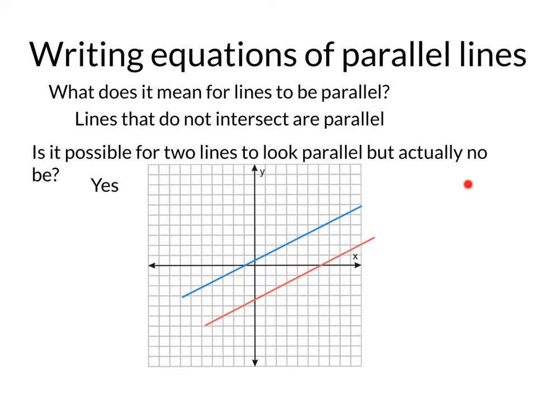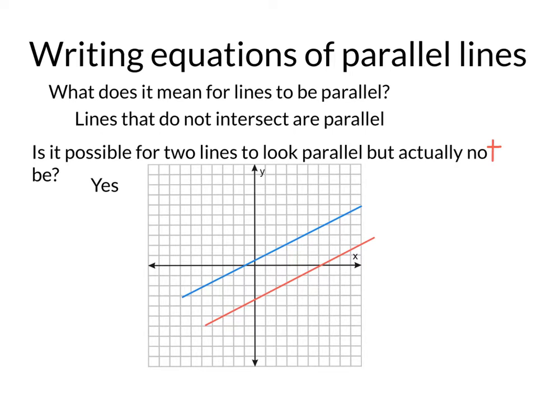Is it possible for two lines to look parallel but actually not be? Yes, it is possible. If the slopes are just barely different, they might look parallel but not be. So we need a better way of determining whether two lines are parallel other than just our eyesight.